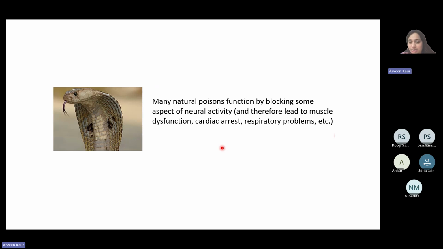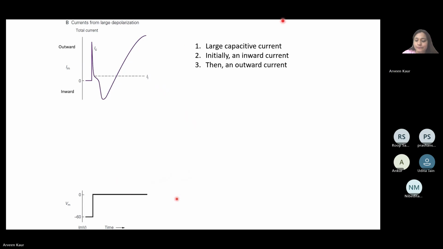Right over here, there are also many natural poisons that function by blocking some aspect of the neural activity. Therefore, they can lead to either muscle dysfunction or cardiac arrest or respiratory problems also. Right? Over here, when they did use this tetrodotoxin, what happened was this was normal, right? So normally an action potential is attained when a good enough depolarization is given, and this can cross a threshold, then an action potential can also be received.